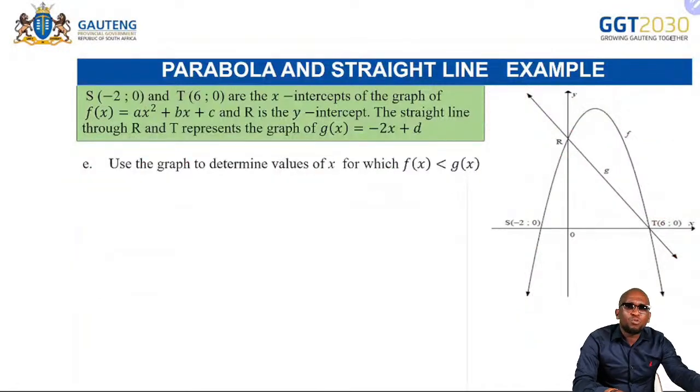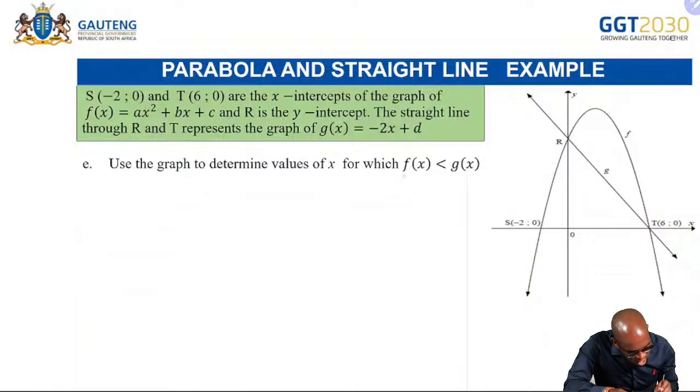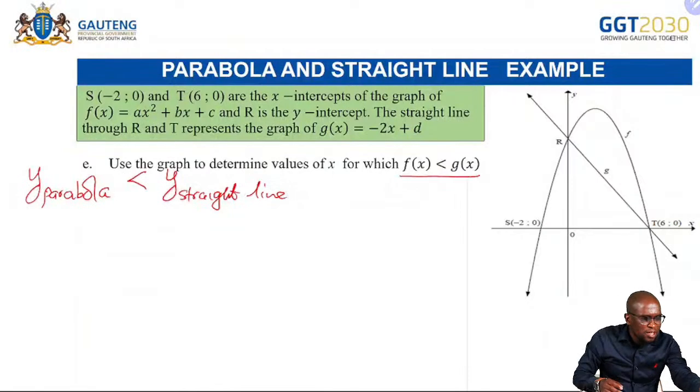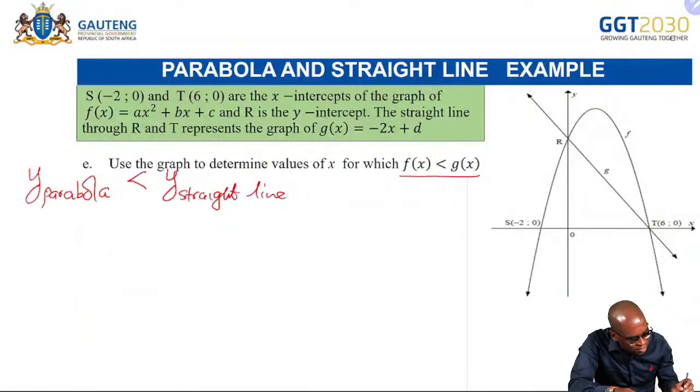Now up next, we are working on these inequalities and graphs. They are saying f of x less than g of x. So here, remember, f of x is the y value of what? The parabola. They are saying it should be less than the y value of the straight line, because g of x is the straight line. So they are saying the y value of the parabola should be below the y value of the straight line.